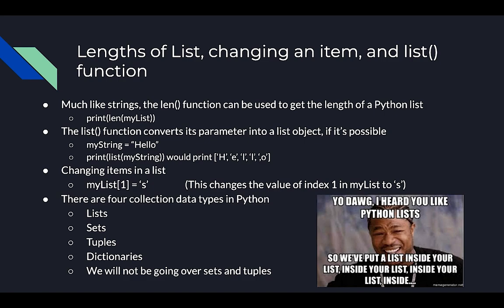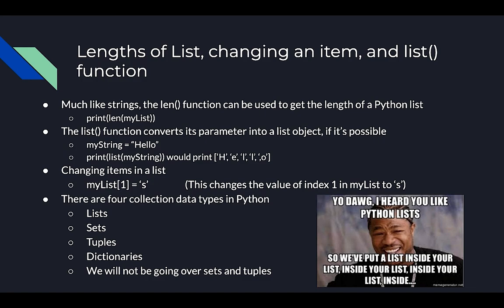Again, a recap: len returns the length of a list. If your list has hey, hi, oh, which is 3 elements, the len function will return 3. So if I did print len my list, I would print out 3.